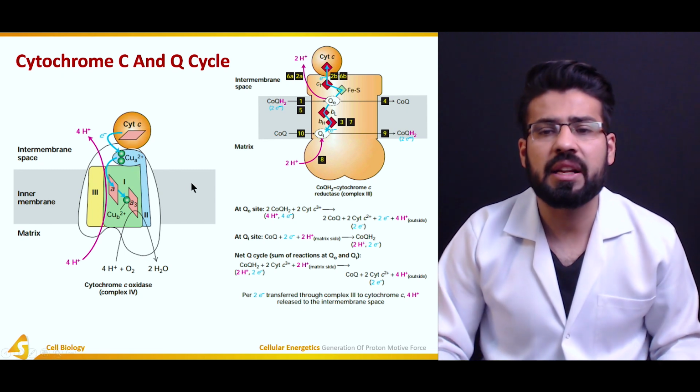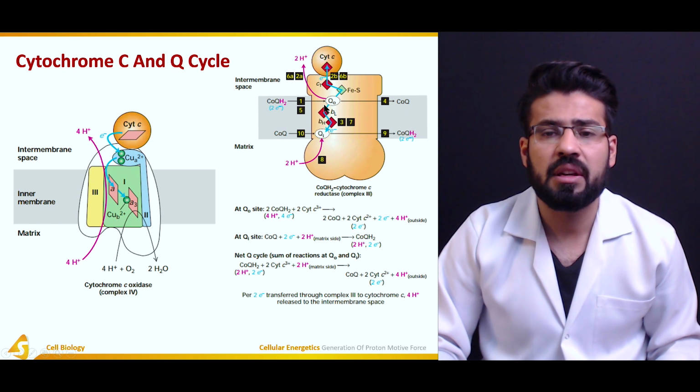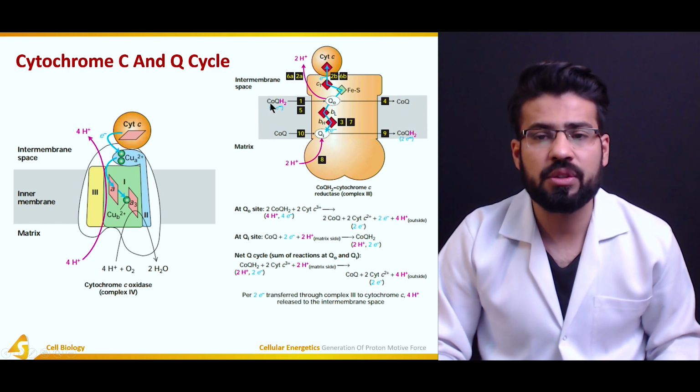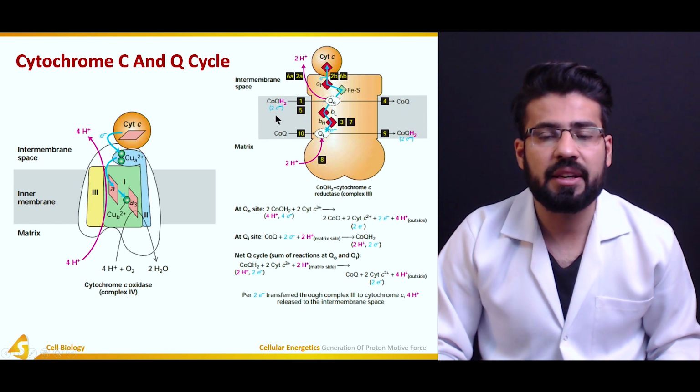Talking about the Q cycle, what happens in this case is the CoQH2 is going to be moved to the Q naught side, and it carries 2 electrons.